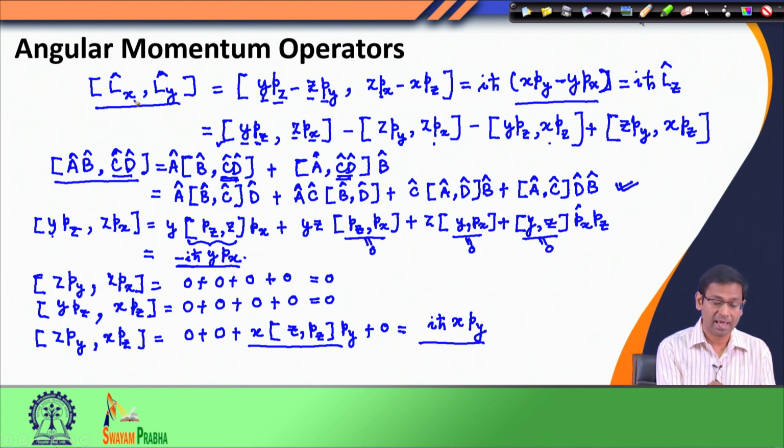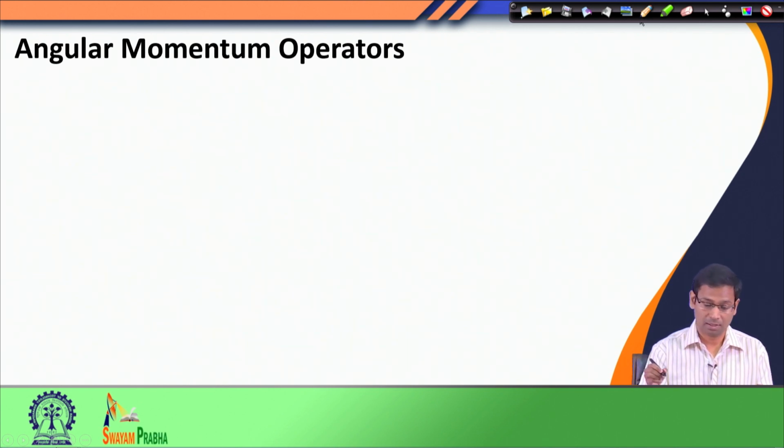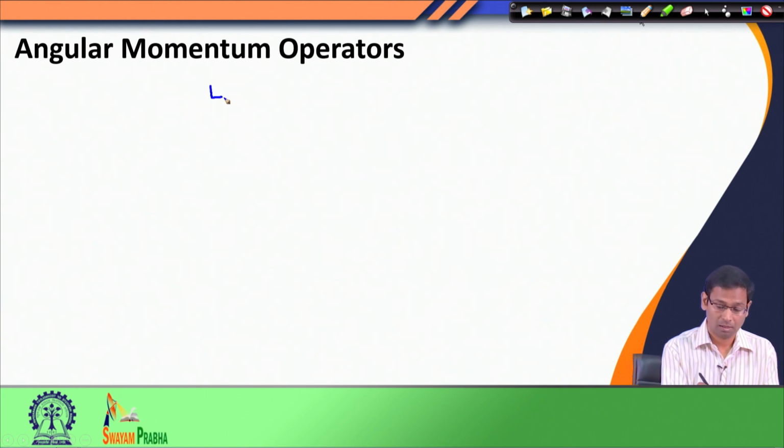So, we see that Lx and Ly do not commute, and the commutator between Lx and Ly is simply i h bar Lz. In the same way, we can write down the others. Ly and Lz do not commute either.